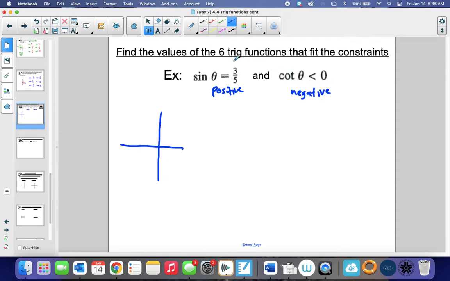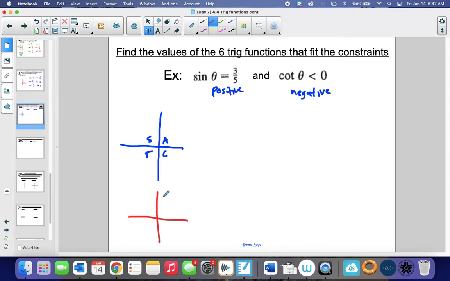So we need to figure out which quadrant is sine positive and cotangent or tangent negative. So I taught you guys that we did this ASTC thing, so all students take classes. So here all things are positive, here sine is positive, here tangent's positive, and here cosine's positive. So in the second quadrant, that is the only place where sine is positive, but tangent or cotangent is negative. So I know that I'm going to be working in this quadrant.